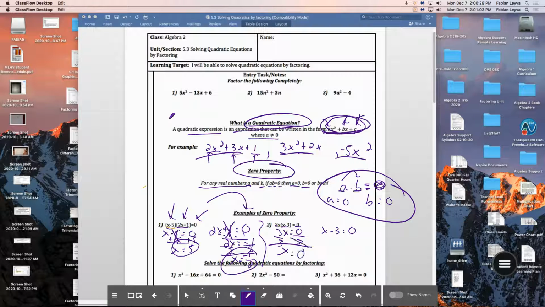0 divided by anything is 0, so that means that 0 is one of my answers. Add 3, and x equals a positive 3. So that's pretty much it. That's how you solve one of these equations.